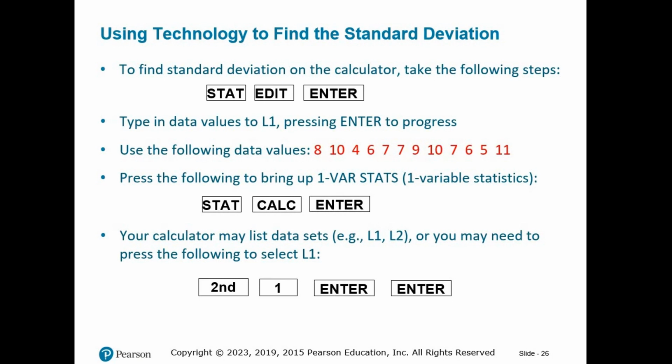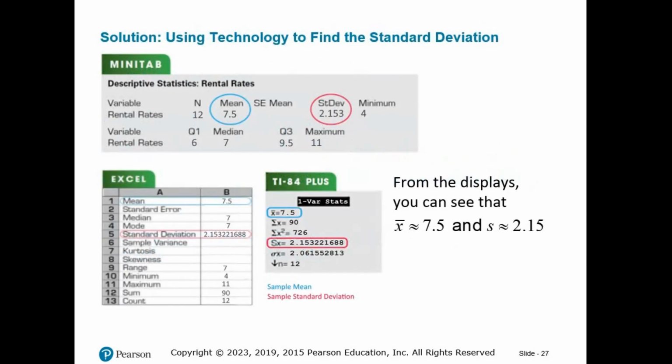And you'll love this part. The calculator figures out all these different values because it doesn't know if you want sample or population data, so it calculates both. Make sure you know which one you're using so that you pick the right data from the display. What you're seeing on the screen now are displays from various ways you could calculate this information. You could use something called Minitab, or Excel, or the TI-84 that we just did. From the displays, you can see that the two pieces of information we're looking for, sample mean and sample standard deviation, appear.